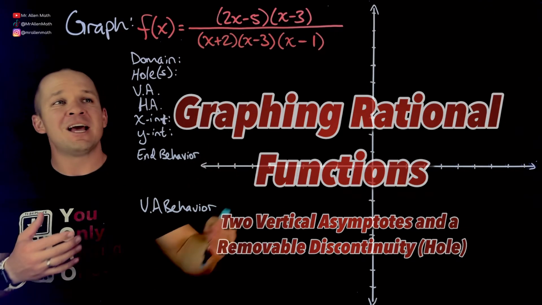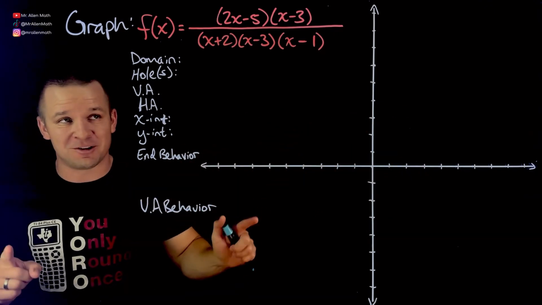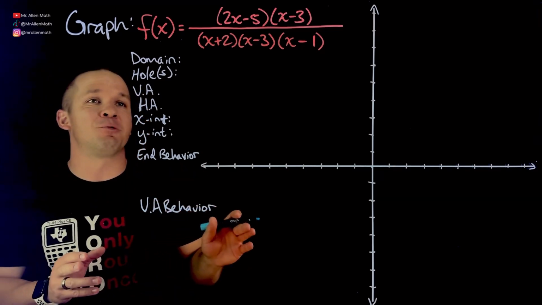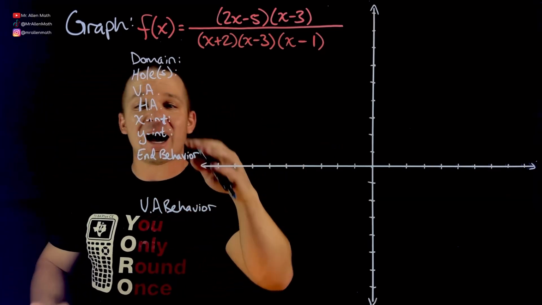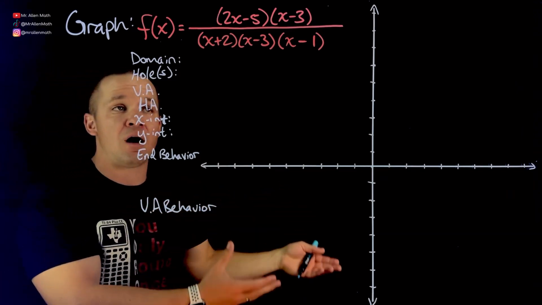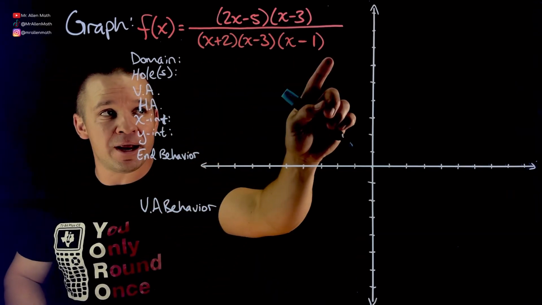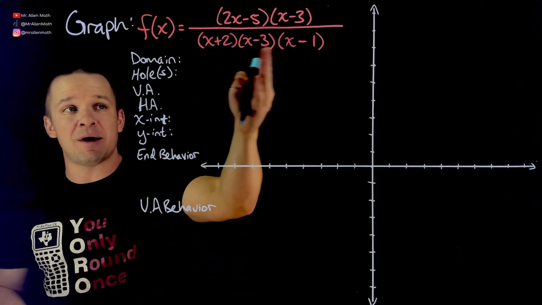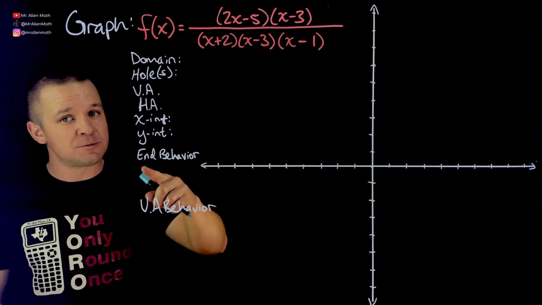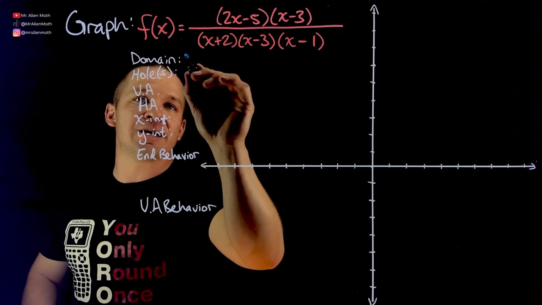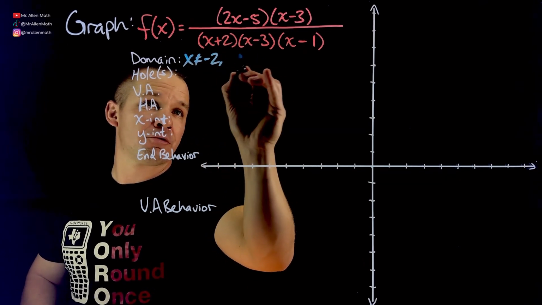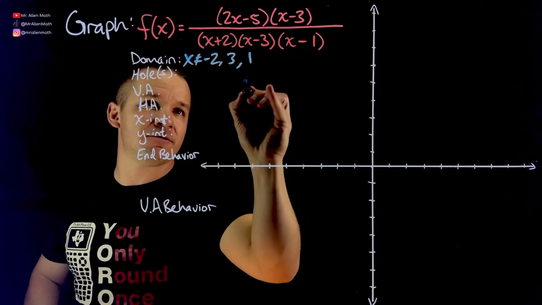How wonderful. If it's not in factored form, that's the first thing you've got to do when graphing rational functions. But we still have a lot going on in this one. So first thing, domain. How do I figure out what my domain restrictions are? Well, I have to look at my denominator because I can't divide by 0. So anything that makes that denominator 0 is part of my domain restriction. All right, so x cannot equal -2, 3, and +1.